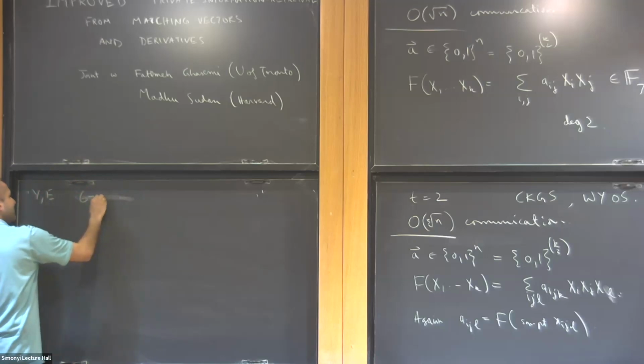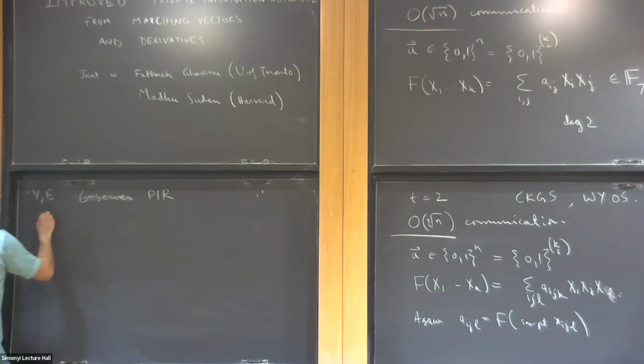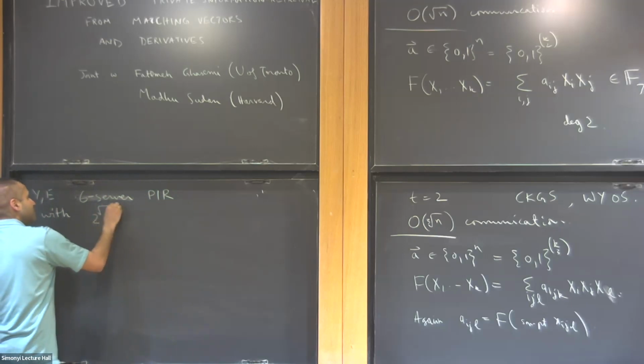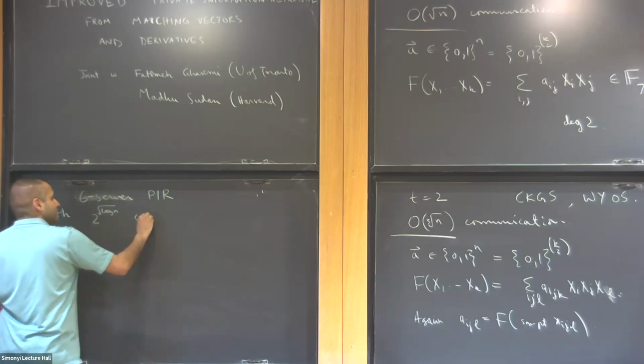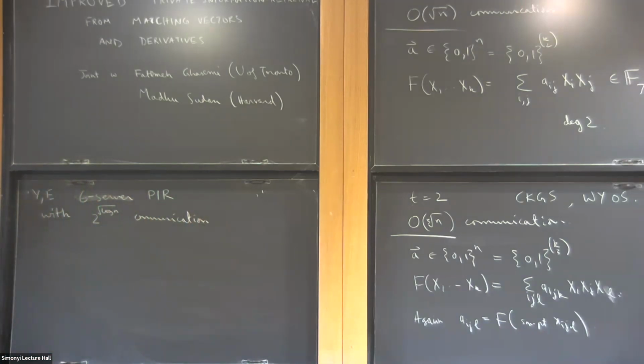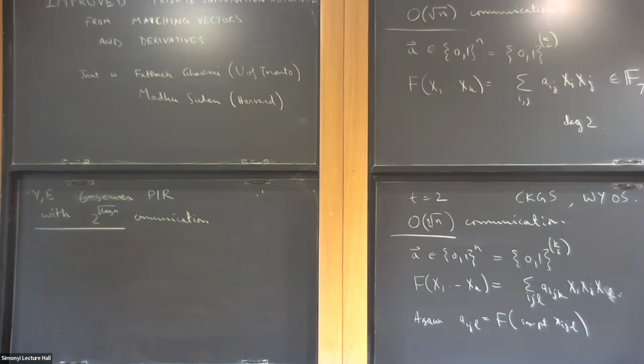6-server PIR with 2 to the root log n communication. So I'm going to define a multivariate object. I'm going to talk about how that object has the values of our database hidden inside, and then we'll do some univariate restrictions, and we'll do some things.